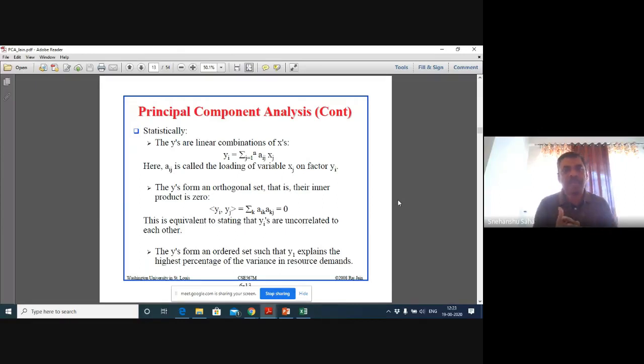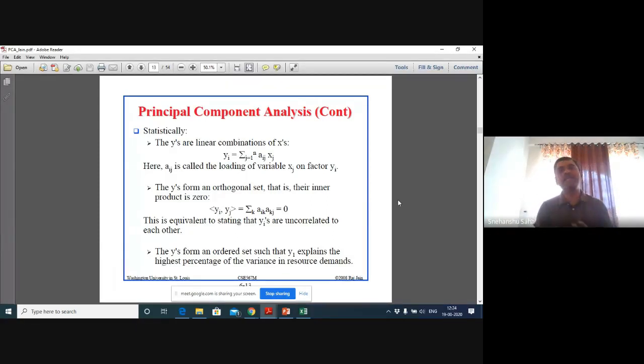Now, the expectation is that the y's will form an orthogonal set. What I want you to do during this presentation is that whenever you hear a term that you are not familiar with, for example, I'm expecting that orthogonality is something you are not really familiar with, you note it down immediately. It means perpendicular, but that's an oversimplification. So the expectation is that the principal factors form an orthogonal set.